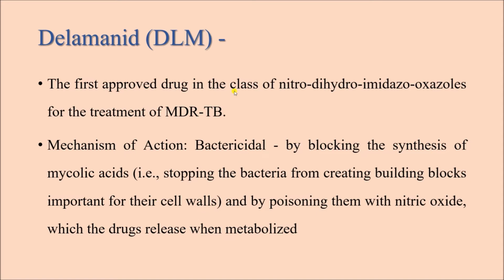Now the drug introduces nitric oxide through this defective cell wall. So if you remember the class nitro-dihydroimidazole, we have a nitro group here. So nitric oxide is introduced through this defective cell wall, which then kills the bacteria. So as you can understand, first it causes synthesis of a defective cell wall, then it introduces nitric oxide through this defective cell wall and kills the bacteria. So that is how Delamanid works.